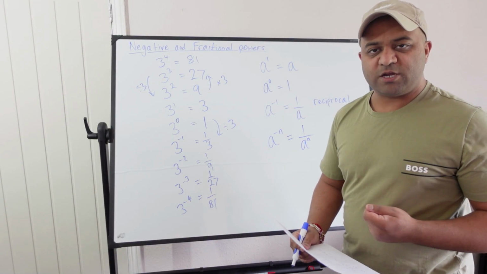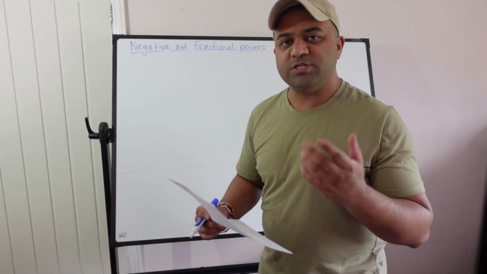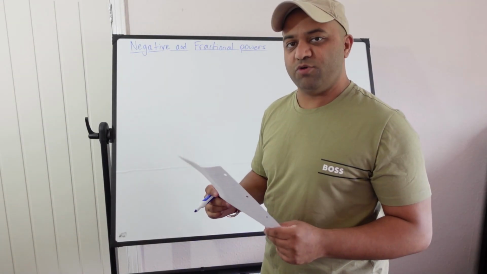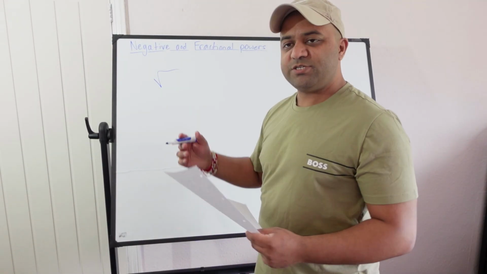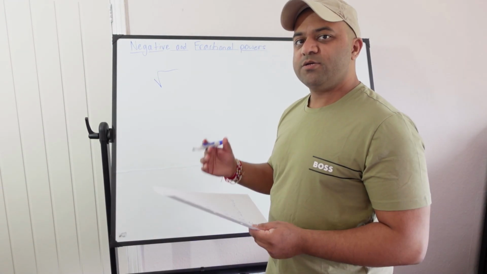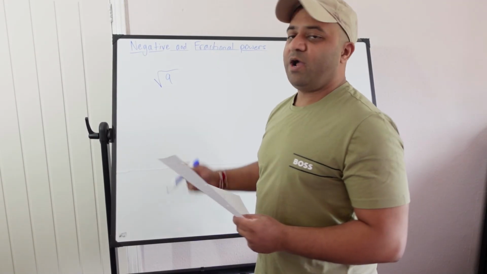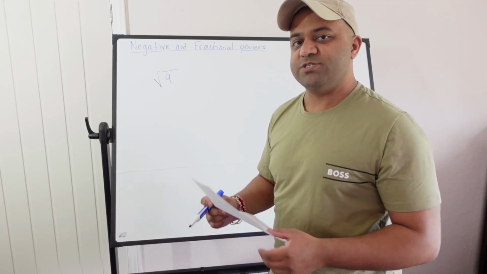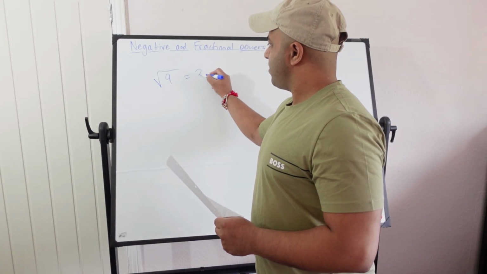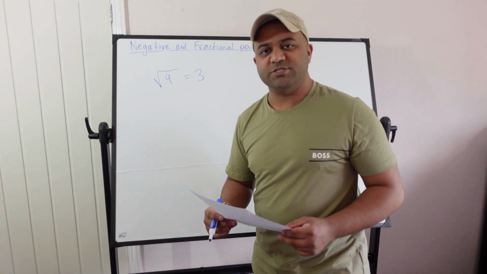So what about fraction powers? So let's start with a symbol that many of you should already know, the square root symbol. This is the opposite of squaring. So if I write down square root 9, you should be able to tell me the result is 3, as 3 squared is 9.